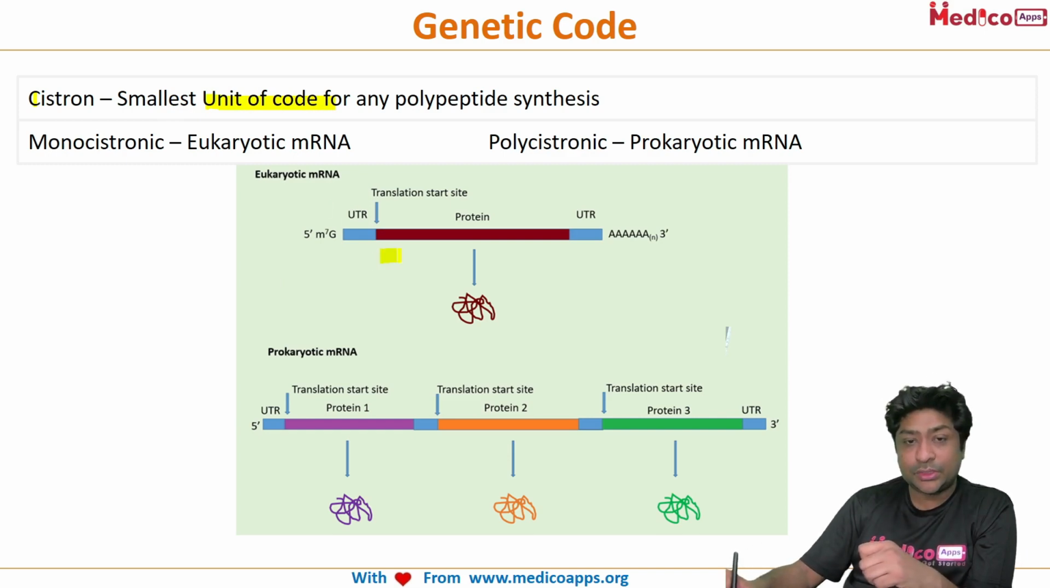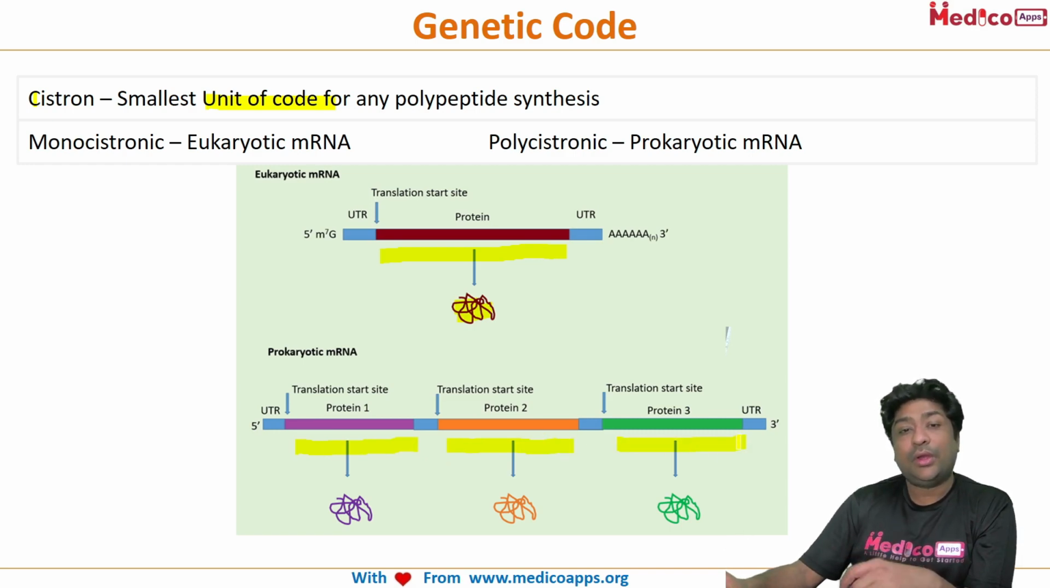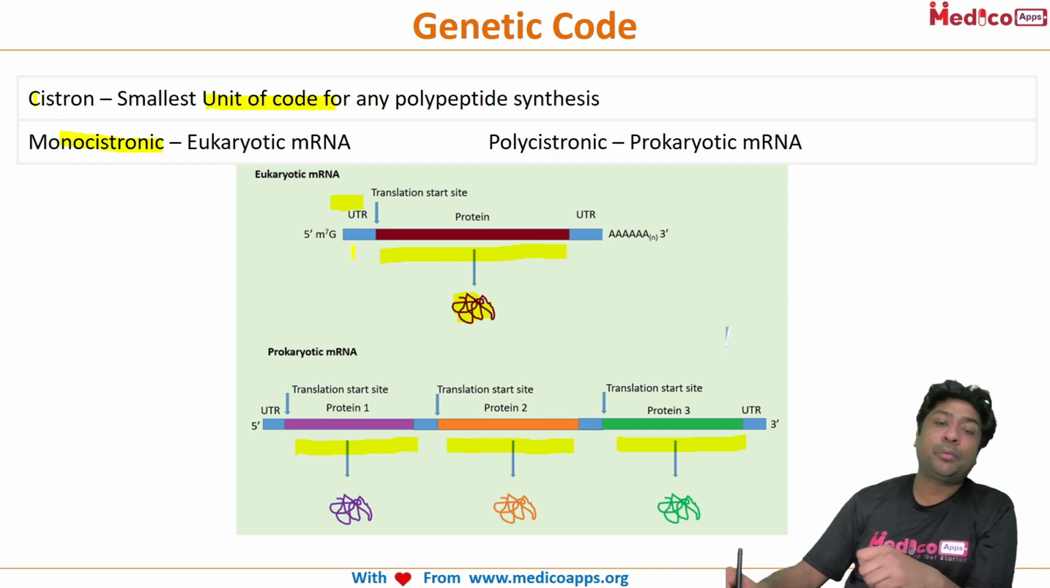For example, here you see this entire length of mRNA codes for this protein. Here, if you can see, there are three lengths, three cistrons present in a single gene. Now it is said that eukaryotic RNA is monocistronic, which means a single protein polypeptide will be formed from each cistron, and each cistron will have a separate promoter sequence.